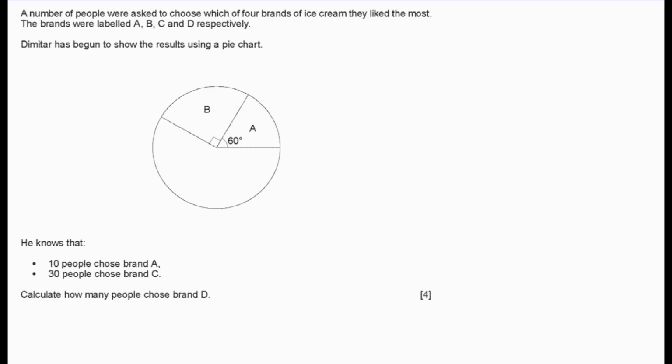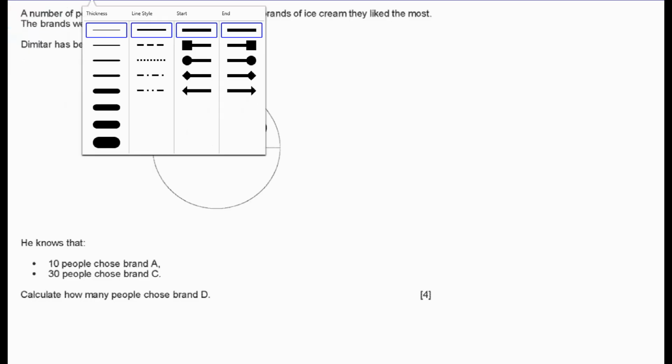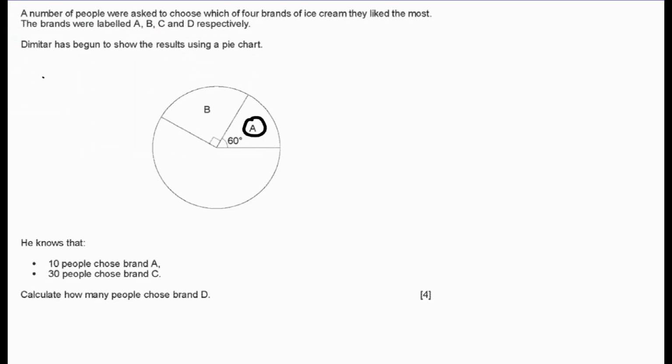Now, to do this, we're going to use the information that we have about brand A to work out the multiplier for the situation. So what we can do to help us with brand A, we know that brand A is 60 degrees on the pie chart. And this is worth 10 people because 10 people chose brand A. So if I'd like to work out how many people chose brand C, so first of all we'll do B and then we'll do C.